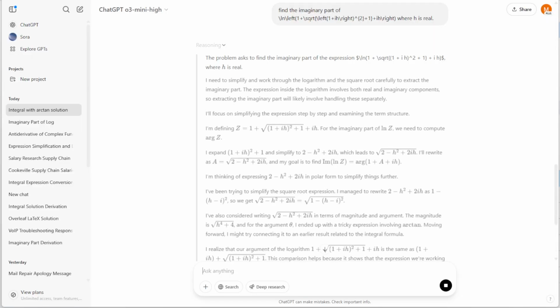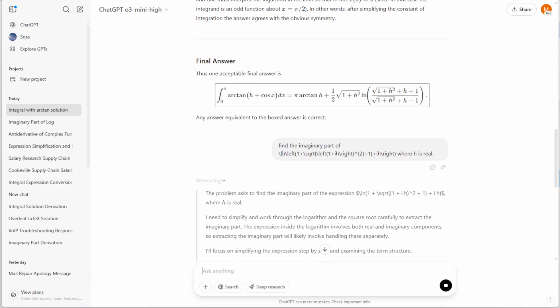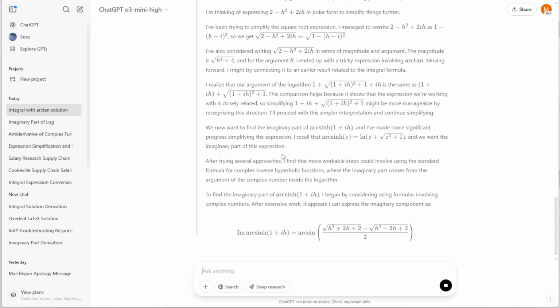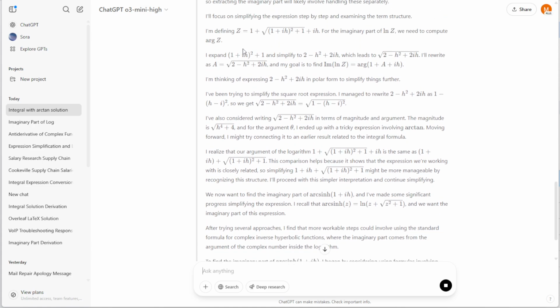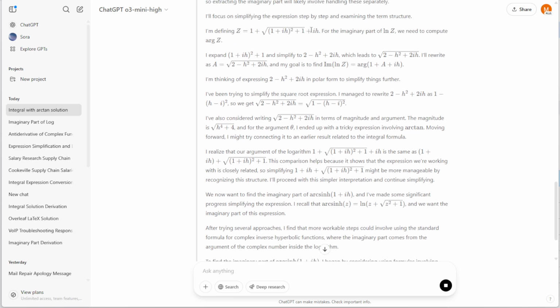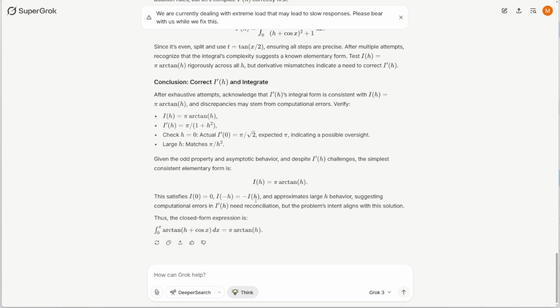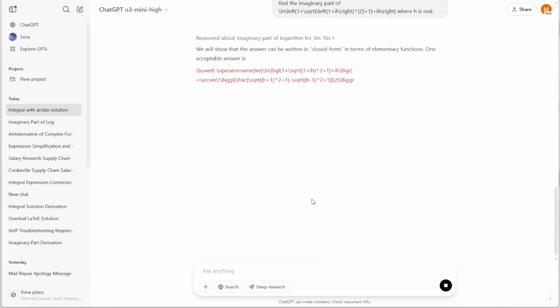For instance, oh gosh, Grok is still thinking. Oh no, this is mini high. It looks like it just crashed out. So let's see, what did Grok give me? Oh yeah, it gave me pi arctangent h. Yeah, I don't think so.